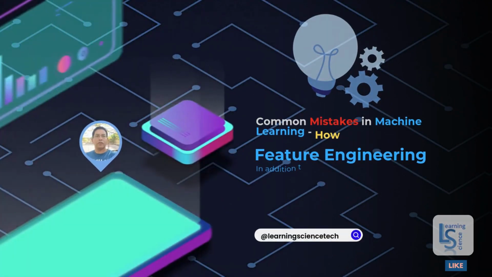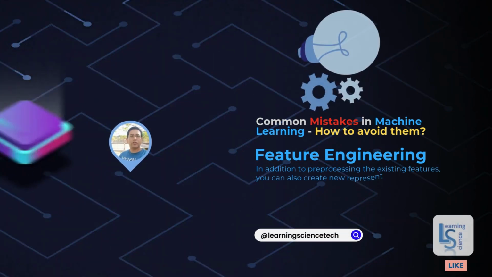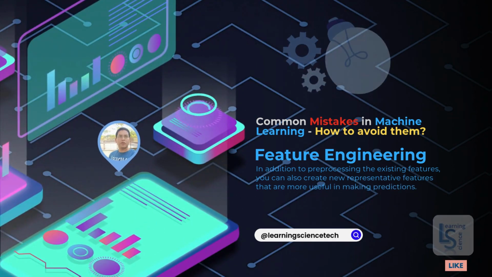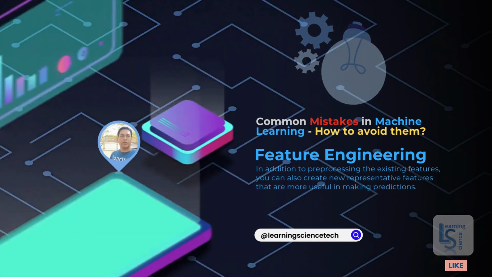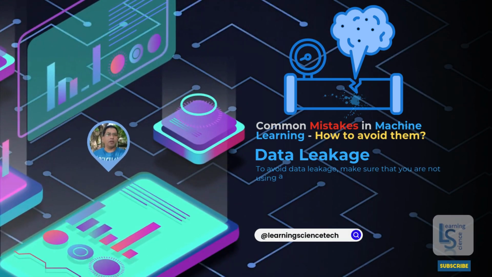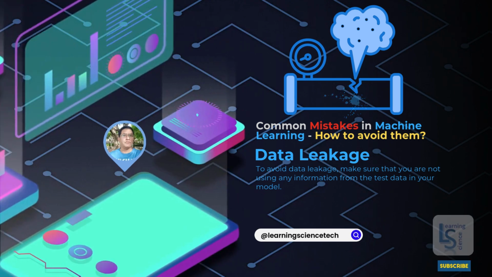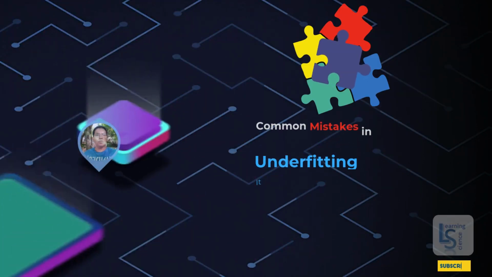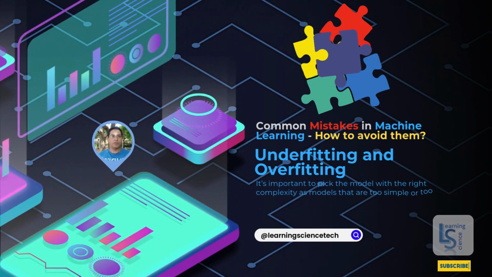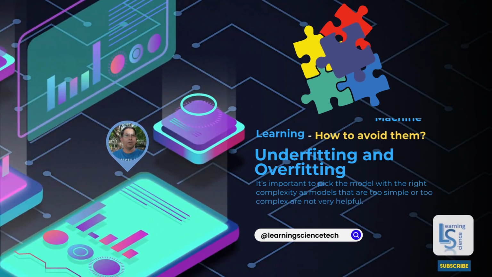Feature engineering. In addition to pre-processing the existing features, you can also create new representative features that are most useful in making predictions. Data leakage. To avoid data leakage, make sure that you are not using any information from the test data in your model. Underfit and overfit. It is important to pick the model with the right complexity, as the models that are too complex are not very helpful.